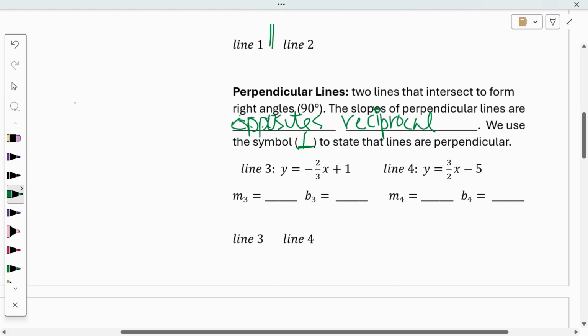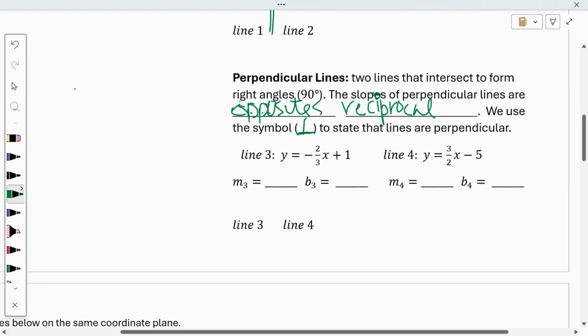So when I look at line 3, I see line 3 has a slope of -2/3 and a y-intercept of 1. Line 4 has a slope of +3/2 and a y-intercept of -5.